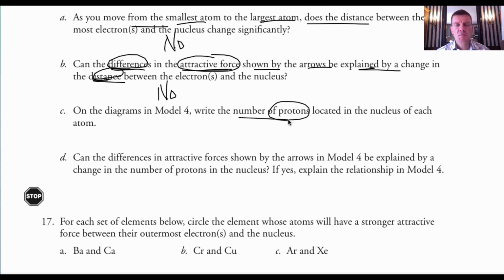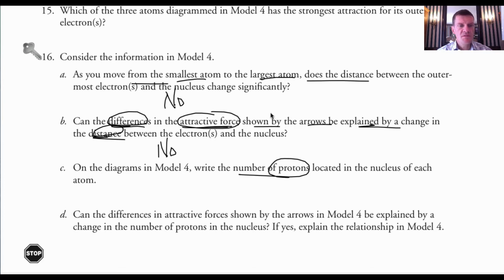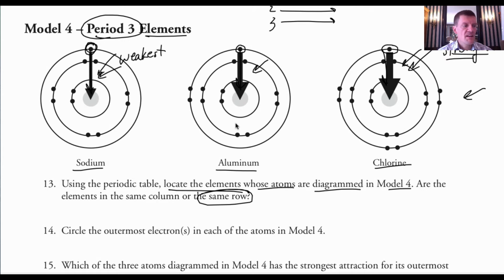Let's write the number of protons located in the nucleus of each of these atoms. So if we do that, the sodium has 11 protons, so there's 11 protons in here. This has 13, aluminum is 13, and this one has 17 protons. So now you can begin to see, oh, it's not the distance that's making the Coulombic attraction stronger as you go from sodium to chlorine. It is the number of protons.